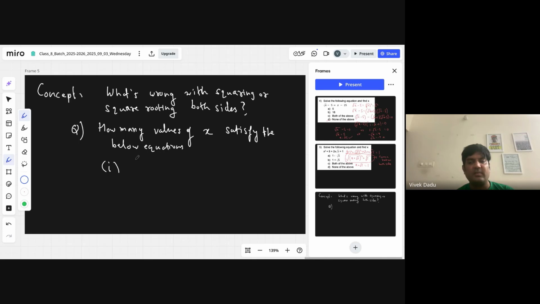First equation I am giving is 2x plus 10 equal to 20. And second equation I am giving is x square minus 5x plus 6 is equal to 0. Just try to answer this. I am sure everyone in this class can answer.